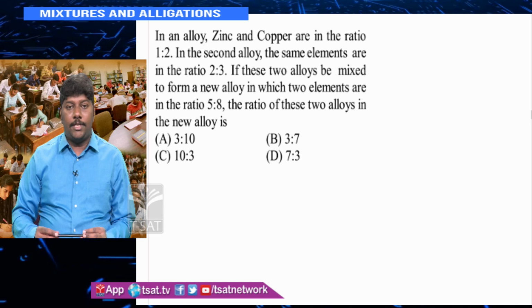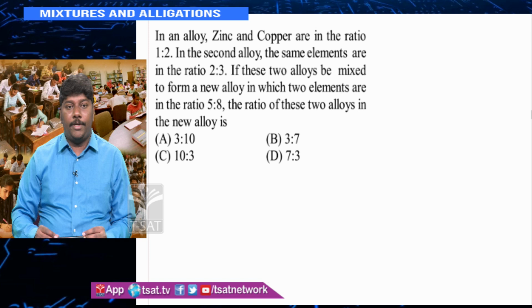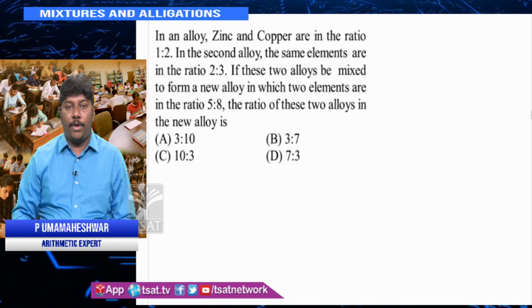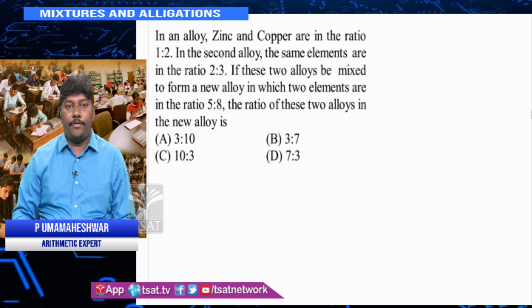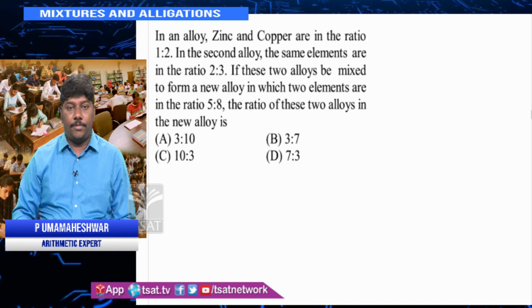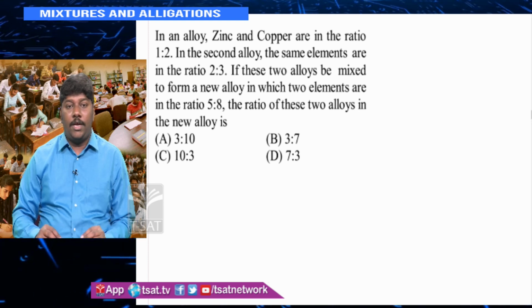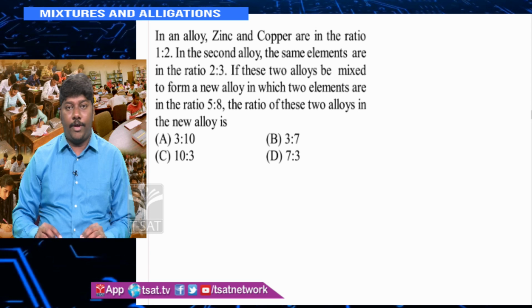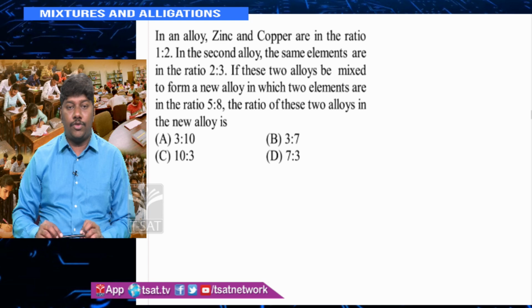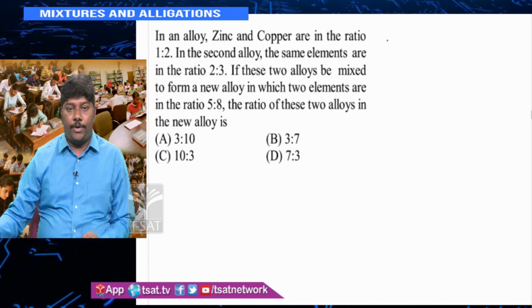In an alloy, zinc and copper are in the ratio 1:2. In the second alloy, the same elements are in the ratio 2:3. If these two alloys are mixed to form a new alloy in which the two elements are in the ratio 5:8, the ratio of these two alloys in the new alloy is. So he says if these two alloys are mixed to form a new alloy in which the two elements are in the ratio 5:8. Okay. So he is asking you the ratio of these two alloys in the new alloy. So you need to find out what is N1:N2.